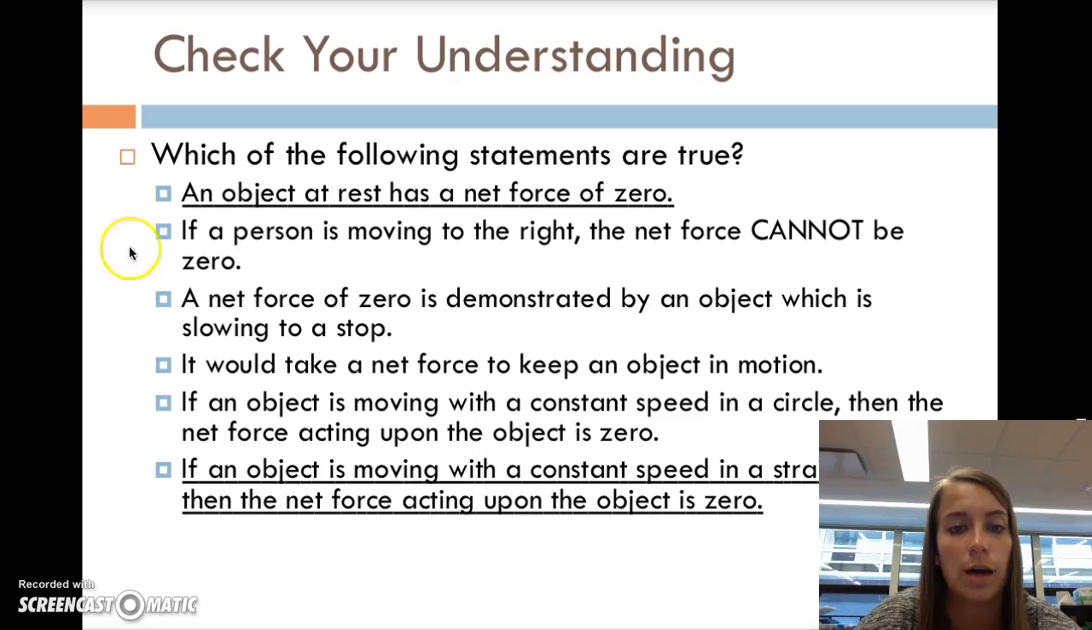These two are true. An object at rest has a net force of 0. If it's sitting still, it has to have a net force of 0. And if it's moving at a constant speed in a straight line, then the net force is 0. If you're moving to the right, a net force cannot be 0. That's not true. You could be moving to the right at a constant speed. A net force of 0 is demonstrated when an object is slowing down. If you're slowing to a stop, you're changing your state of motion, so that can't be 0. It would take a net force to keep an object in motion. It would not. If an object is moving with a constant speed in a circle, so changing directions, then it would be net force equals 0. It can't be if it's changing directions.